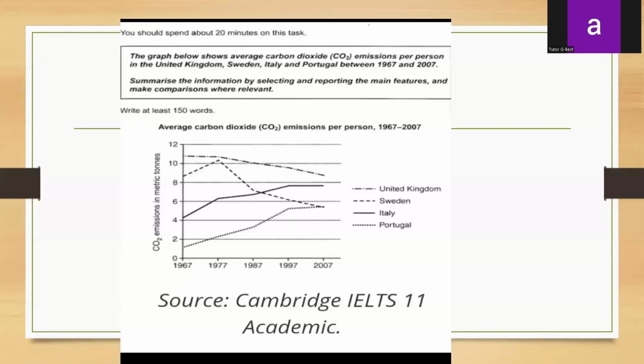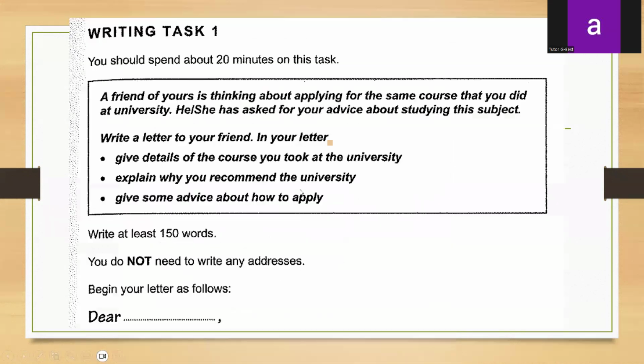So this is what IELTS Academic Task 1 looks like: interpretation of charts. This is what Task 1 IELTS General looks like: letter writing. Write a letter to your friend. They give you 3 bullet points. This is how you start it. We'll go into full detail when we come to the writing module. This is just a general highlight for you.